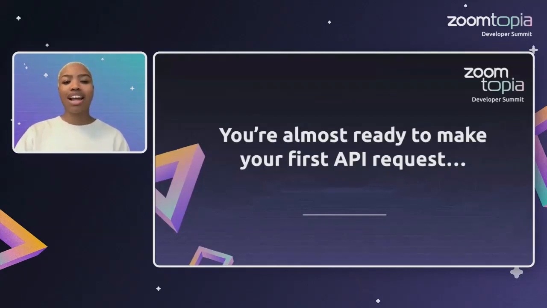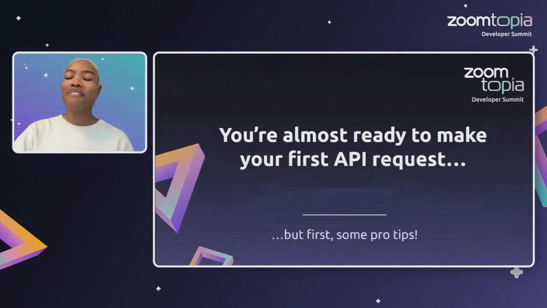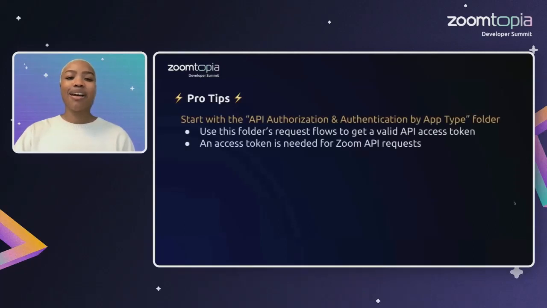Now you're almost ready to make your first API request. But first, we have some pro tips. Make sure you start with the API authorization and authentication by app type folder. You have to use this folder to get a valid API access token. An access token is needed for API requests to Zoom's API endpoints.